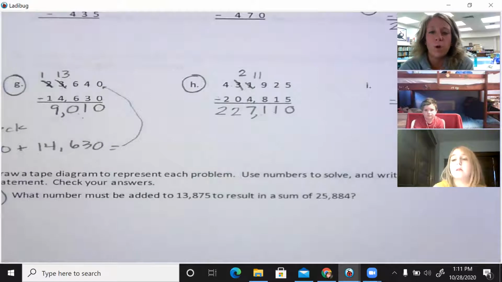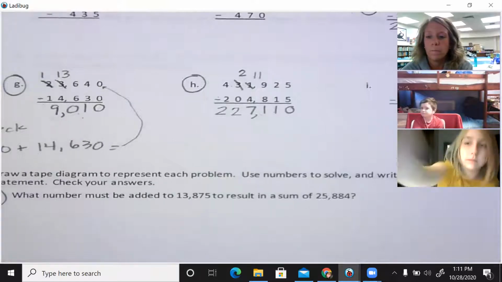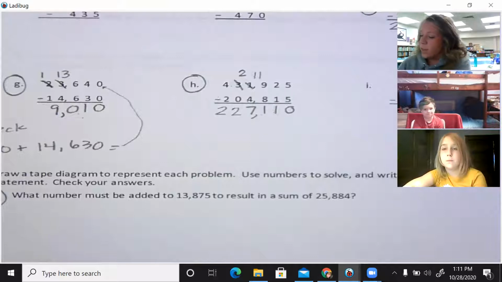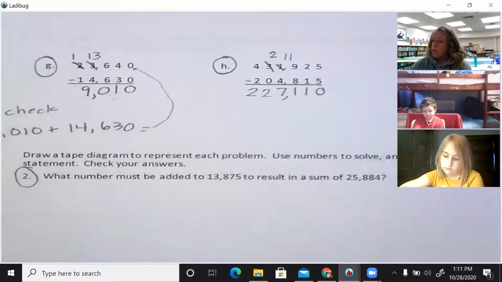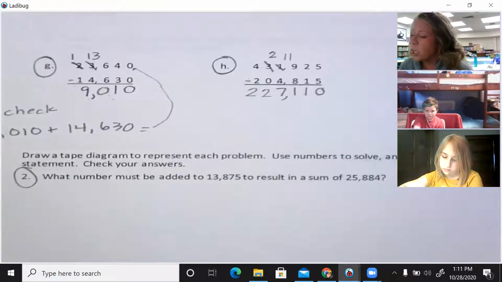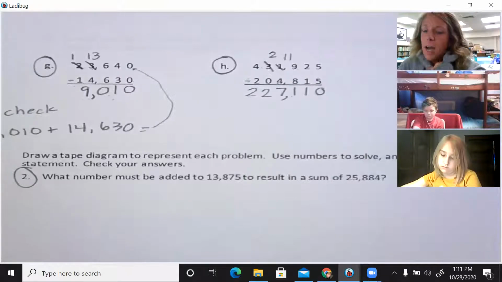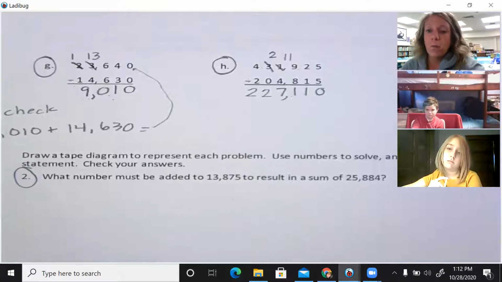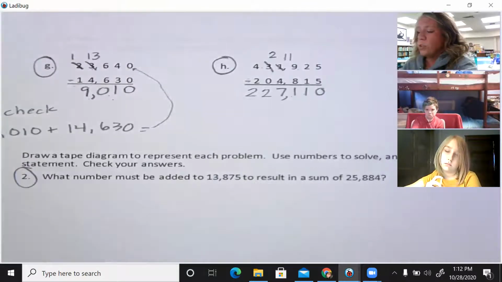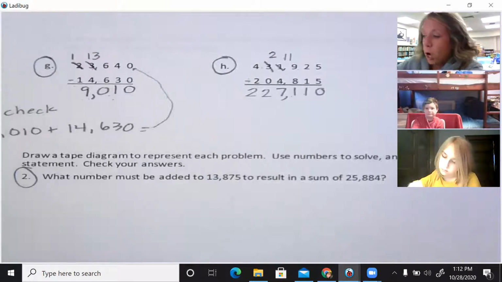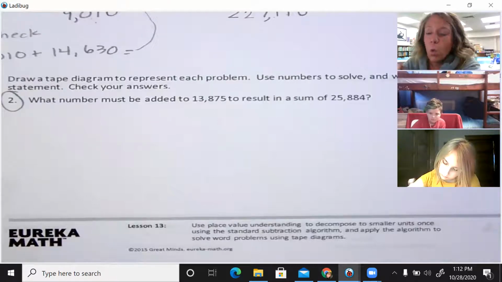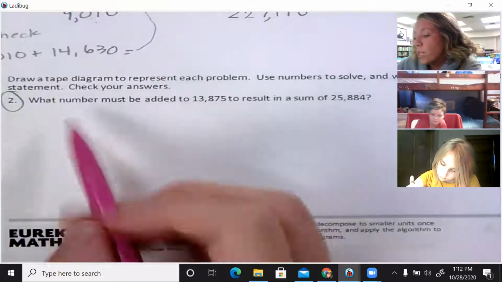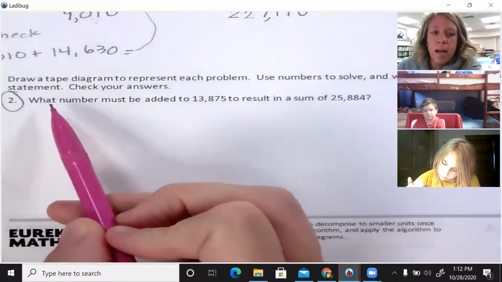Do you have any questions about those subtraction problems? Nope. Okay, for the next part, it says to draw a tape diagram to represent each problem. Use numbers to solve and write your answer as a statement. Check your answers. Every time it tells you to draw a tape diagram, we're not going to draw them every time. They're a great way to model a problem, but I'm more worried about you being able to solve. But a tape diagram is a great way to show that you understand visually what a subtraction problem looks like. So for this one, we are going to show a tape diagram.